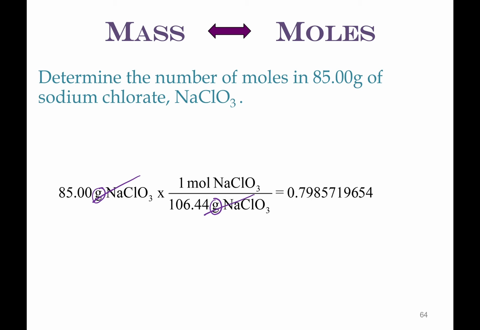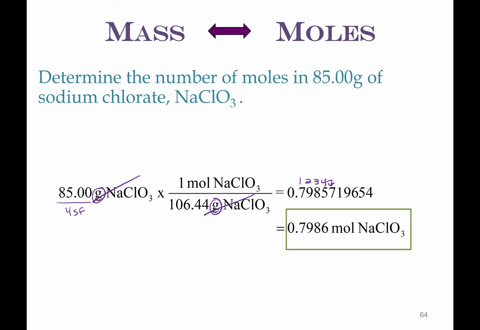We're going to divide the 85 by 106.44 to get 0.7985719654. We can have 4 significant figures because this is 4 sig figs. We look here, 1, 2, 3, 4. 1 to the right for rounding. It's a 7, so we'll round up to get 0.7986 moles of sodium chlorate. So not bad, we just got to remember what's being asked of and what to do. The math itself is relatively simple.